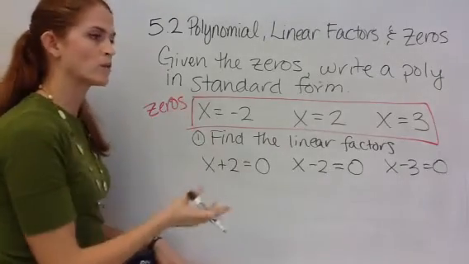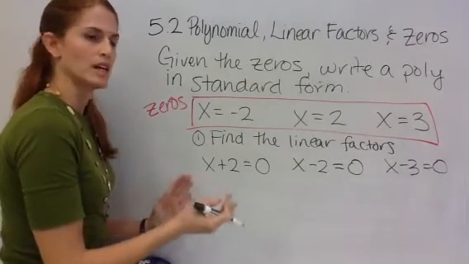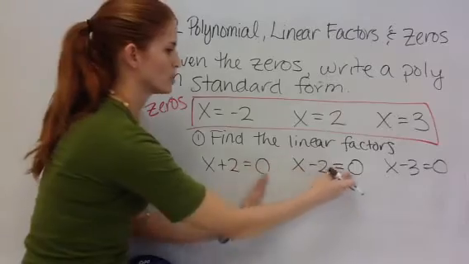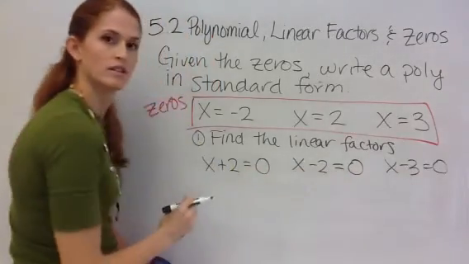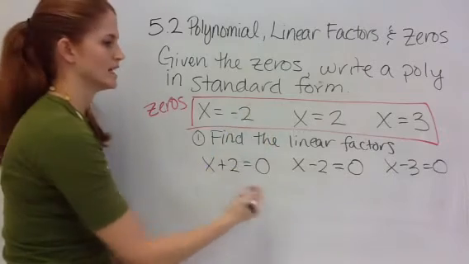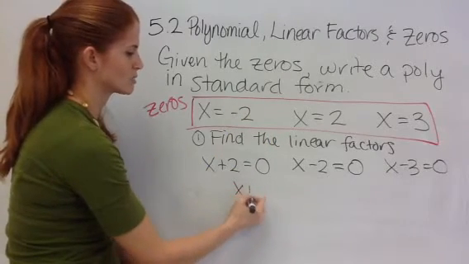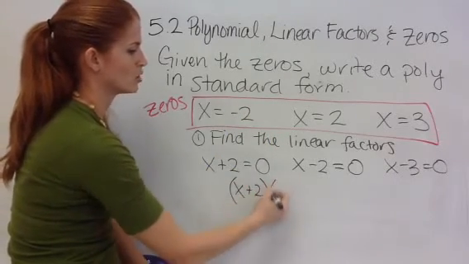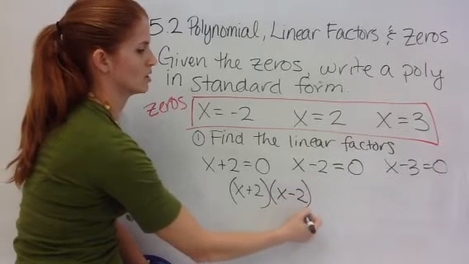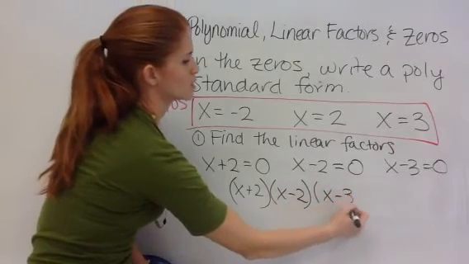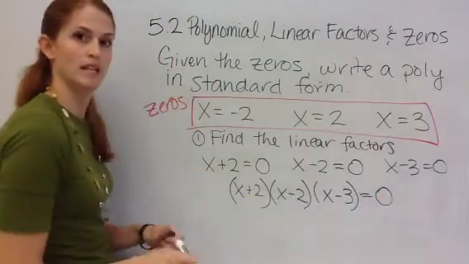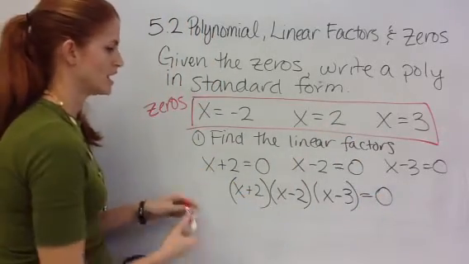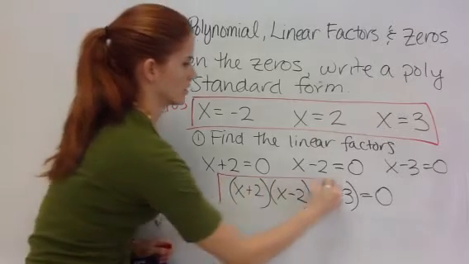Now working backwards from the last problem that we did, if this number equals 0, this number equals 0, or that number equals 0, if I multiply these 3 numbers together, since at least one of them is 0, it's going to equal 0. So if I take x plus 2 and multiply that by x minus 2, or multiply that one by x minus 3, these should equal 0, because when you multiply the numbers, they should be 0. These are our linear factors.